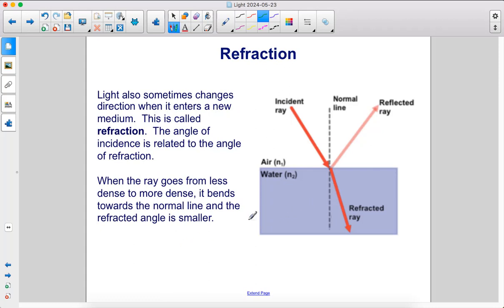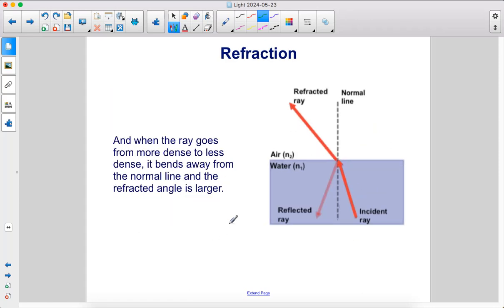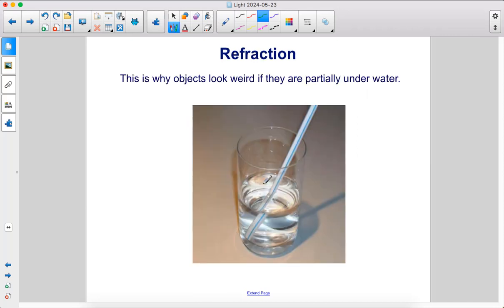Light also sometimes changes direction when it enters a new medium. This is called refraction. The angle of incidence here is related to the angle of refraction here. When the ray goes from less dense to more dense, so from air to water, it bends towards the normal line and the refracted angle is smaller. And when the ray goes from more dense to less dense, it bends away from the normal line and the refracted angle is larger. This is why objects look weird if they are partially underwater.